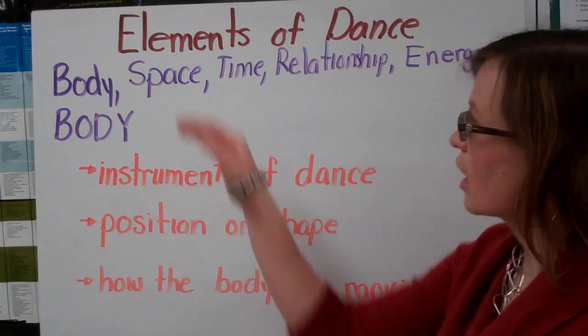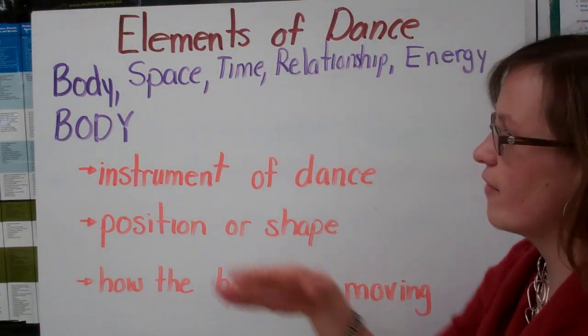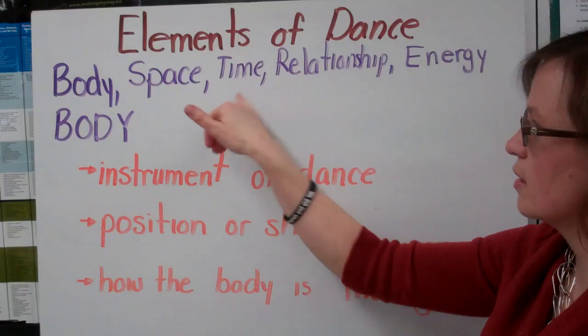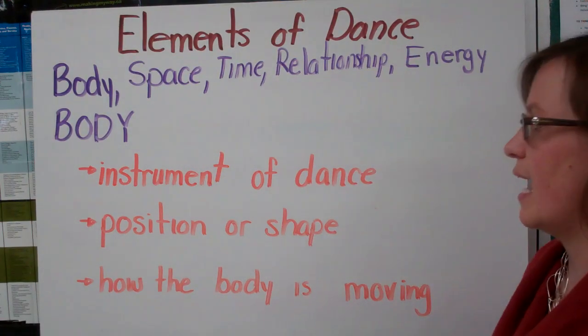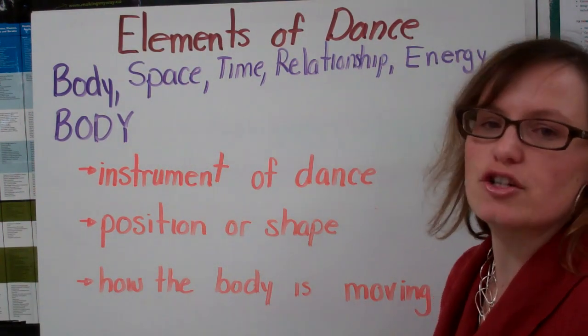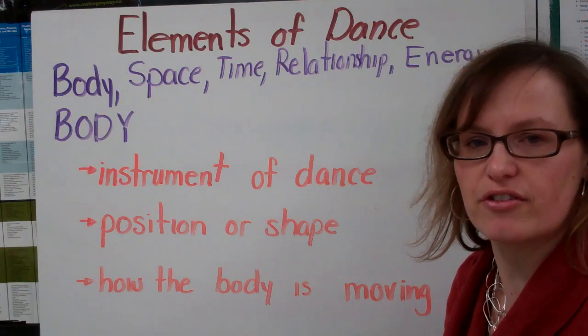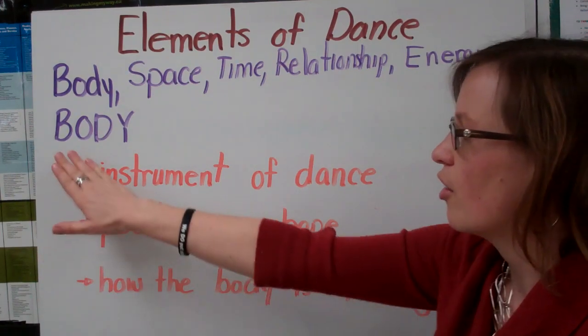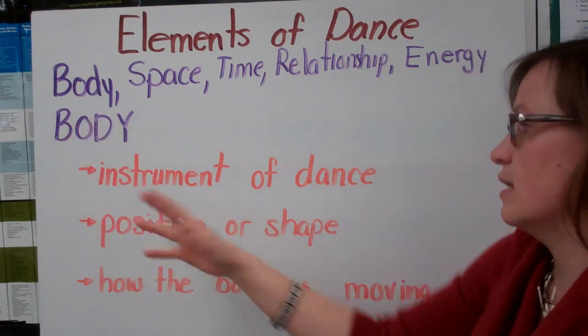Hi, today we're going to talk about the elements of dance. There are 5 elements: body, space, time, relationship, and energy. I'm going to go through each of the elements and give you some terms and definitions related to each one. The first is body. Body is the instrument of dance.